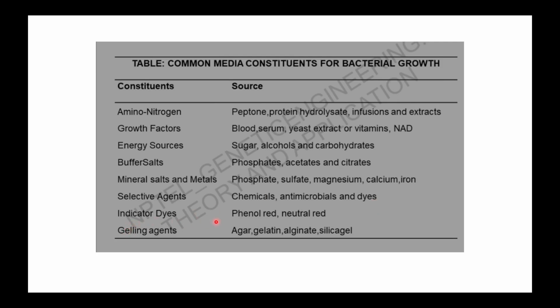Okay, there are indicator dyes like phenol red, neutral red. Phenol red can be used as a pH indicator. Then there are gelling agents, one we already saw, agar. Then gelatin can be used, silica gel can be used, or alginate can be used.